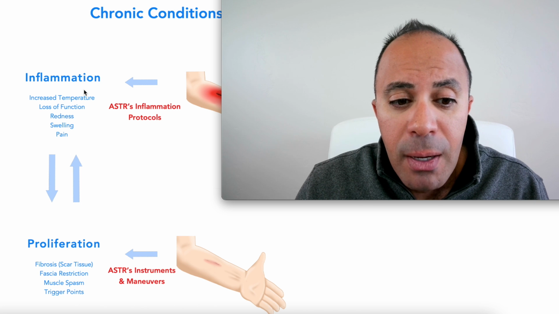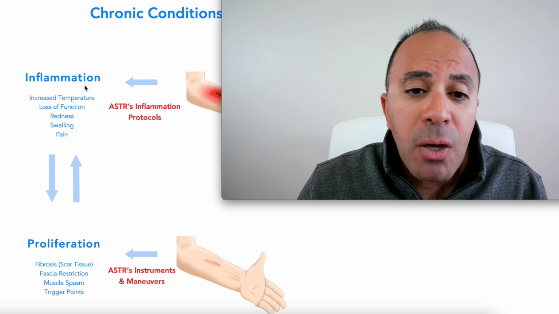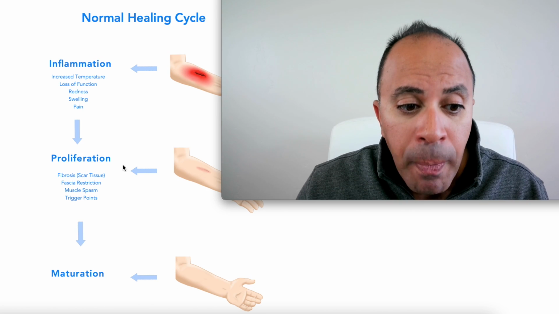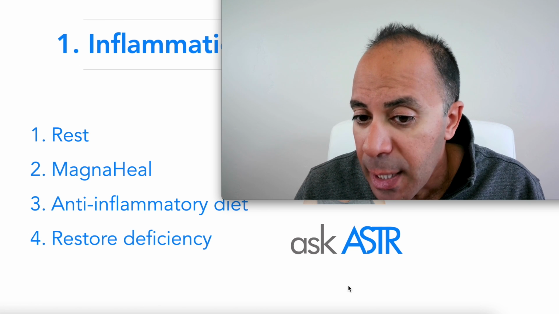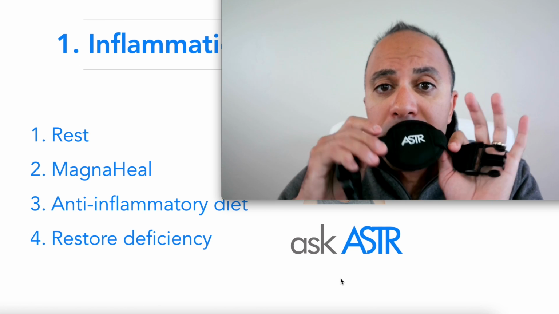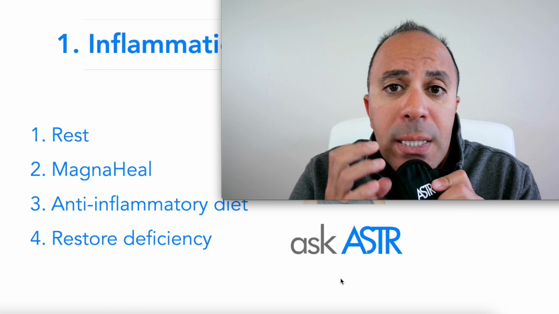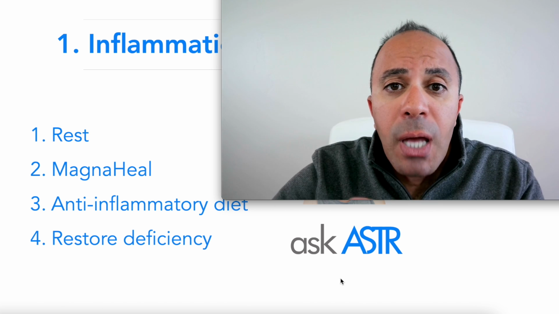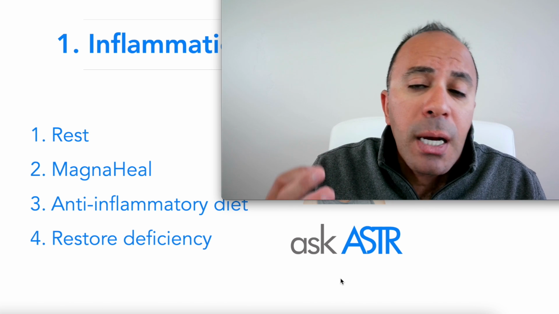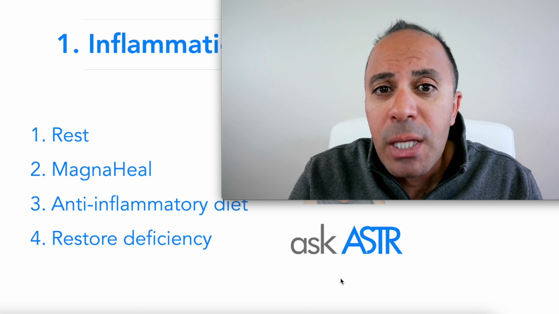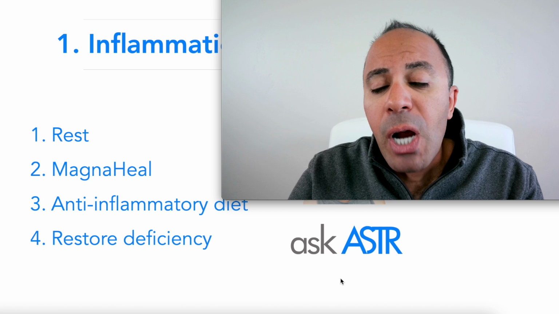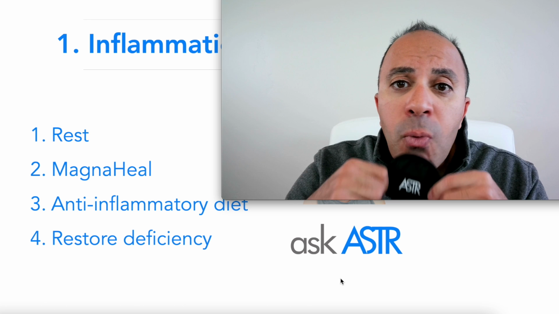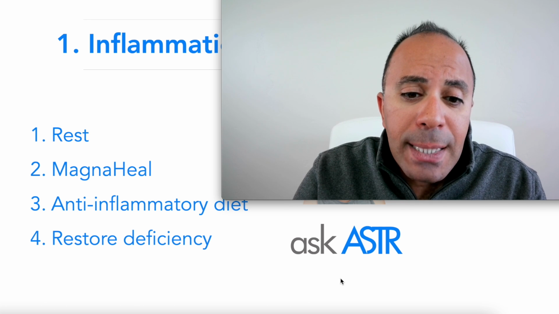So what should we do with that? We should address both ends of that cycle to really clear it up and move to the maturation stage. For the inflammation, what I personally use and give to my patients is the MagnaHeal 2. The magnetic range for the MagnaHeal 2 is about 3 inches, so it can penetrate the body. For minor inflammation, I have patients use it for a few minutes. That's usually good enough to decrease the inflammation.